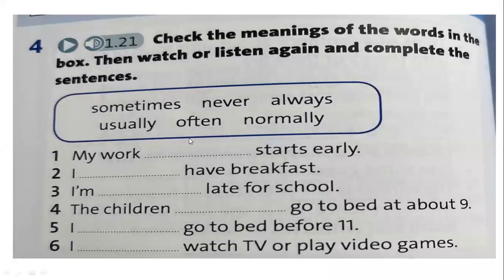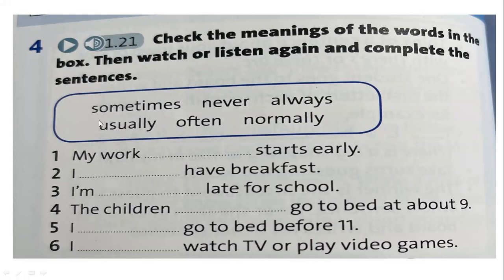Okay, now who can tell me which verbs in exercise 1 do people mention? Get up, have breakfast, have dinner, go to school, go to bed, watch TV, play video games, chat online. Okay, right. Now, we come to exercise 4. Check the meanings of the words in the box, then watch or listen again and complete the sentences.